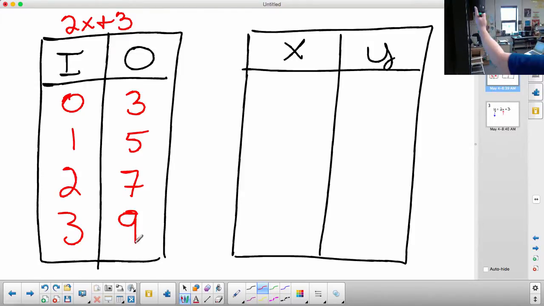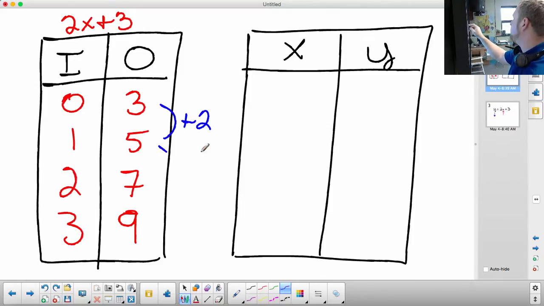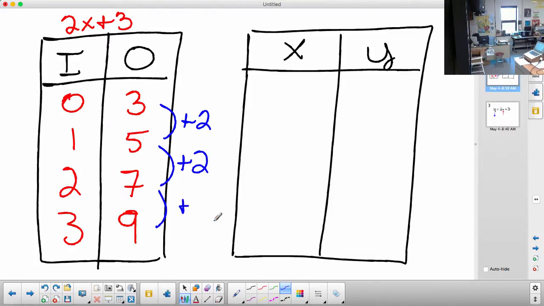Okay. So what's happening as we go down this column? It's increasing by 2. Or it's odd numbers. Okay, that's another option. So this is going up by 2 each time. If we're looking at this and we're saying it's increasing by 2, where in our function is a 2? There's a 2 in front of the x.